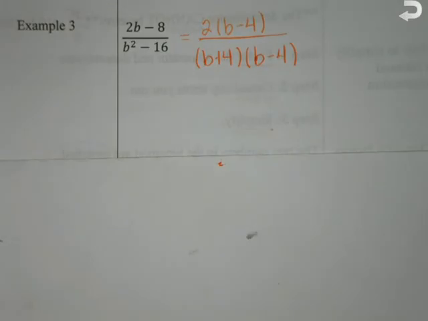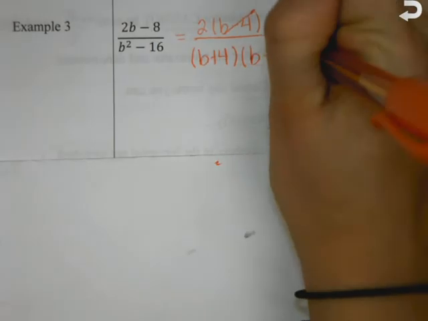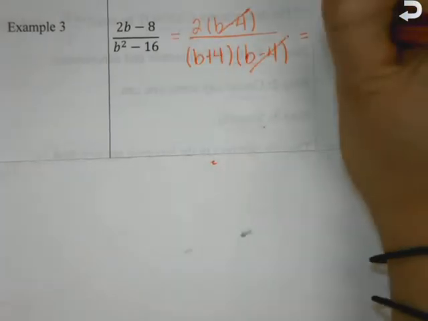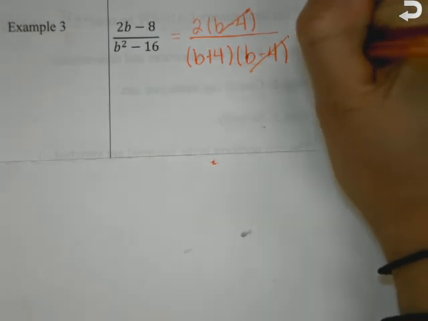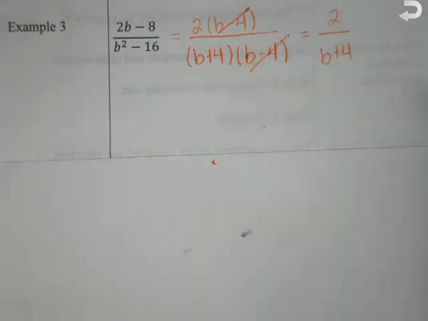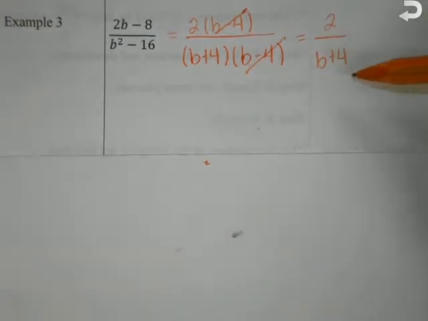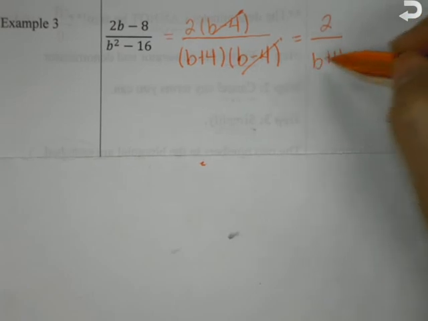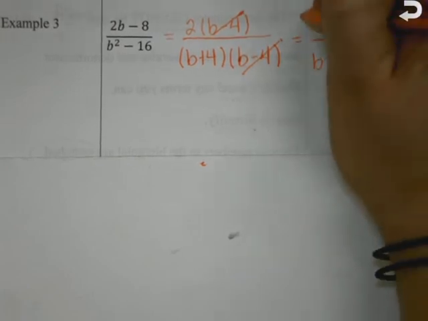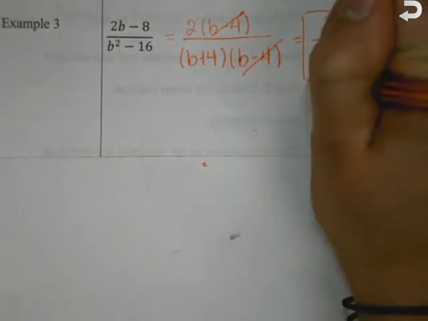Step 2. Cancel what I can. Do you guys see anything that cancels? Good. b minus 4. So what am I left with? 2 over b plus 4. Can I reduce the 2 and the 4? No, because they are connected by addition. So I'm going to leave my answer as 2 over b plus 4.